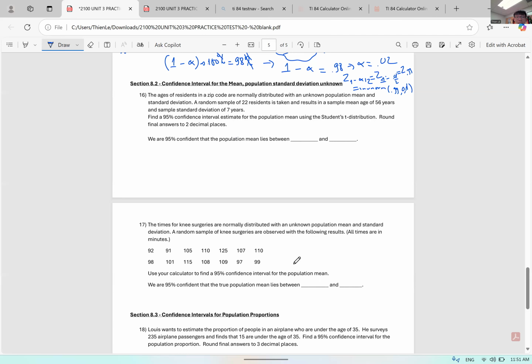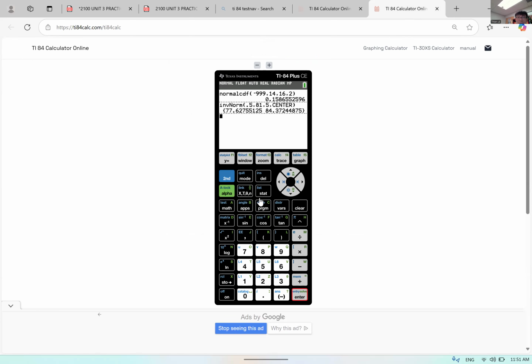We are 95%. Okay, so there are 2 parts here. First find the confidence interval, and then fill in the blank, right? In this case, because they don't say anything about the population sigma, you need to do the t interval, the student t distribution. Here you have the sample data, which is 56 and a standard deviation of 7. So now let's plug into your calculator: you do stat, tests, and T interval.